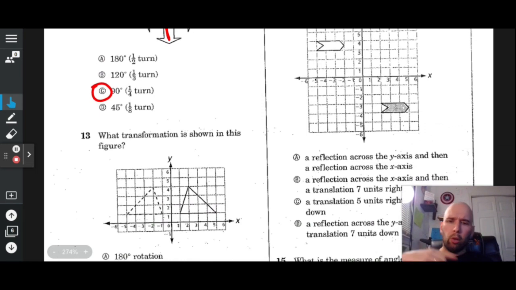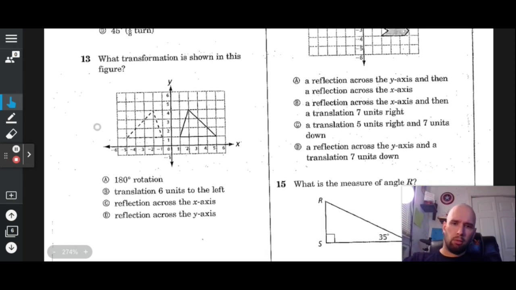Before I even look, it looks like that's a reflection over the y-axis. So it's D.